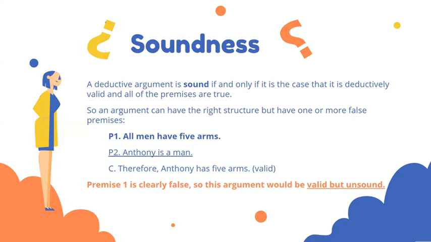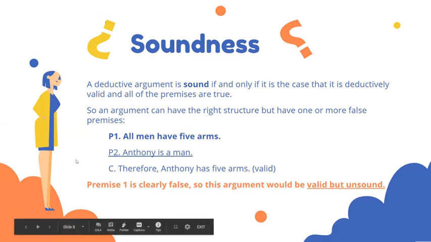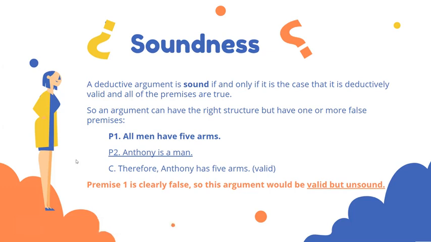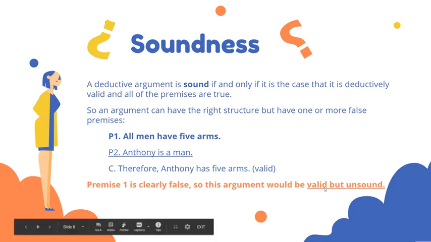Now the first question is, does this have the right structure? Because this seems very similar to the example that we just saw with Sophie the cat. This does have the right structure. Assuming that all men have 5 arms and Anthony is a man, it follows necessarily that Anthony has 5 arms. Now, is premise 1 true? Of course not. I can assure you I don't have 5 arms, but the structure of this argument is good. So that's why we call it valid. But is it sound? In order for a deductive argument to be sound, it must be valid, so it must have the right structure, and all of the premises have to be true. So clearly in this argument, premise 1 is false. Therefore, this argument is valid but unsound.